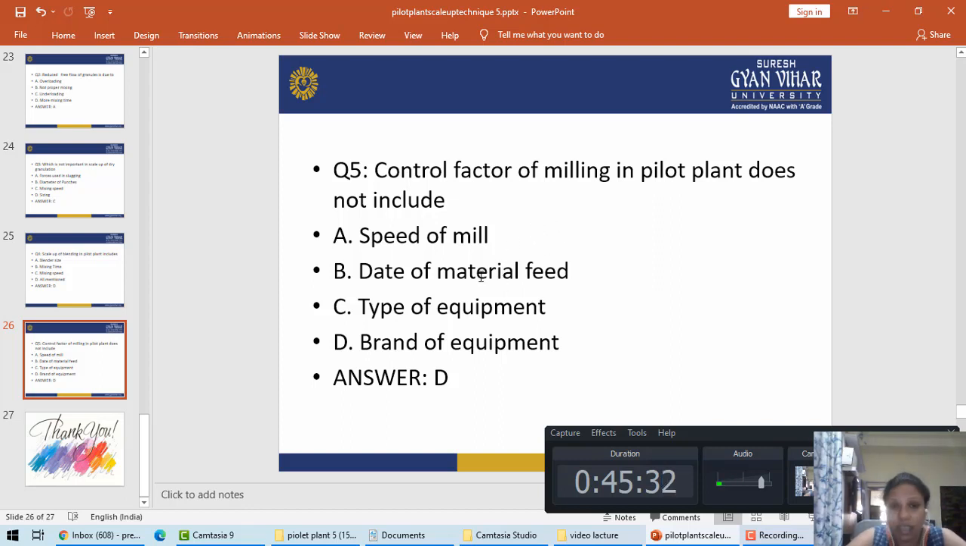So speed of milling is a controlling factor of milling in pilot plant. Rate of material feed is important, type of equipment is important, but brand of equipment is not important. So that means the answer D is correct. Okay.